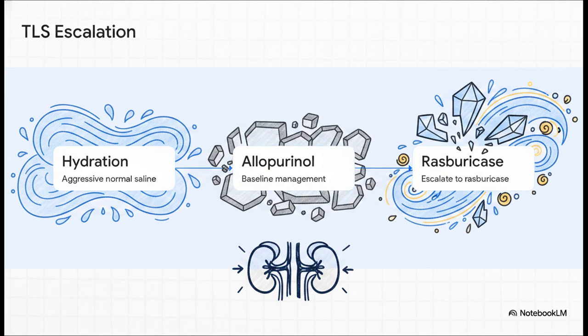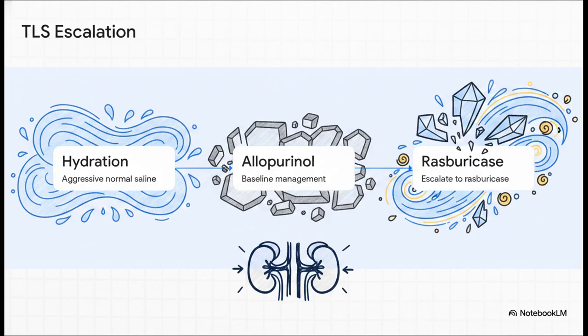But step 3 is the critical intervention for DH. We absolutely must escalate to rasburicase. Remember, allopurinol only prevents new uric acid from forming. It does absolutely nothing to clear that 8.6 level that is currently destroying his kidneys.